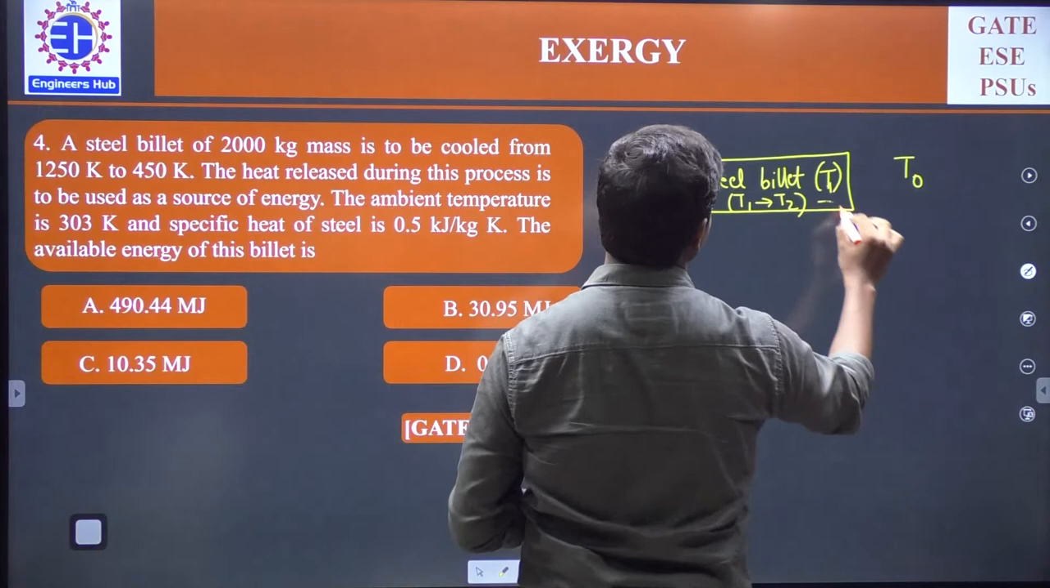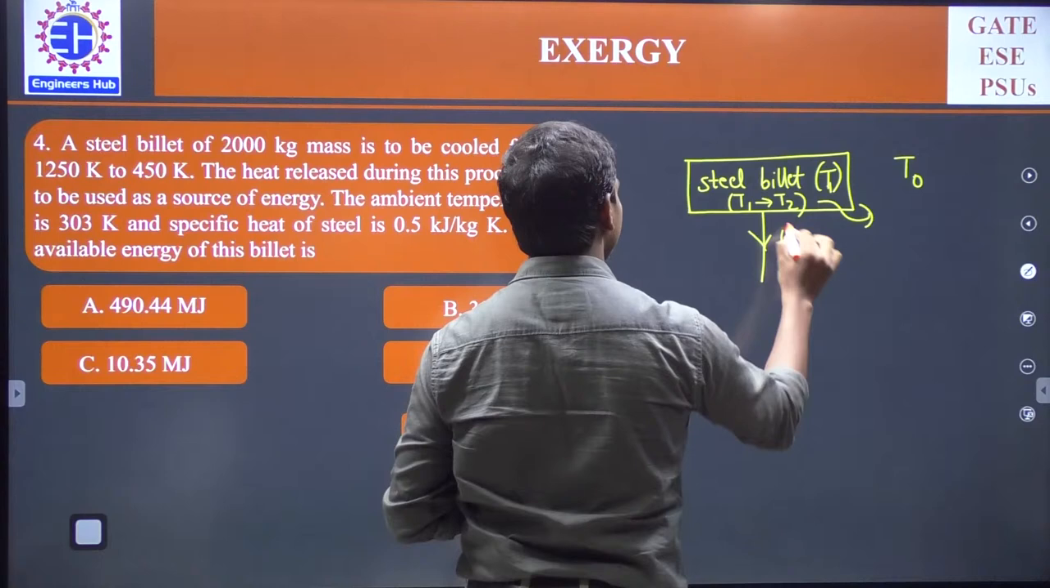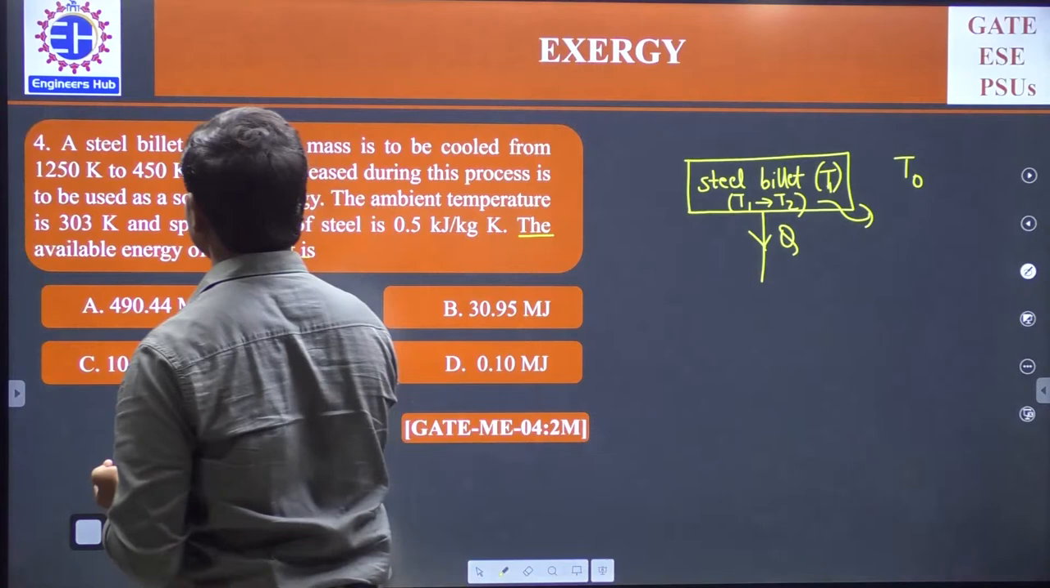Now, during this temperature change from T1 to T0, if this heat is given as a source of energy, means if this heat that is coming from the steel block is given as heat to some other substance, what's the available energy? Means what's the maximum useful work you can get out of this billet? This is the question, correct?